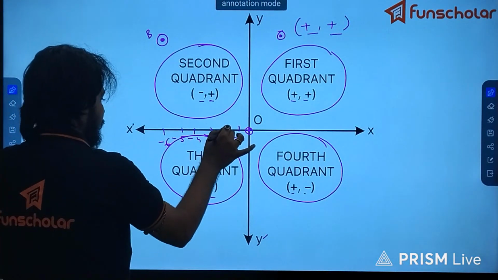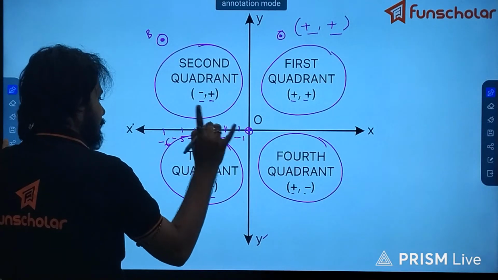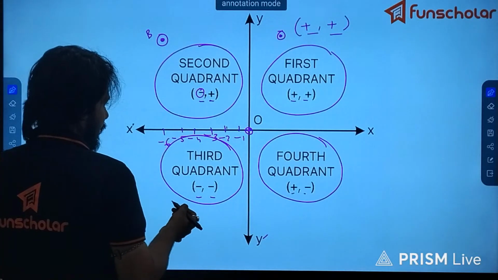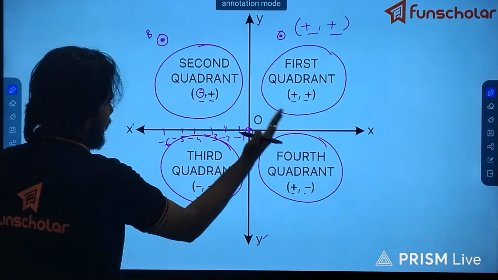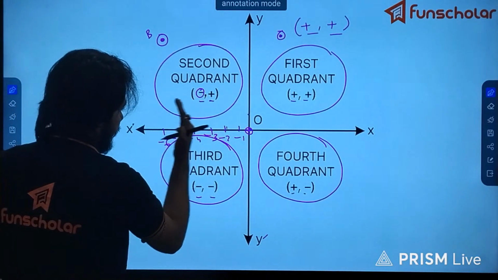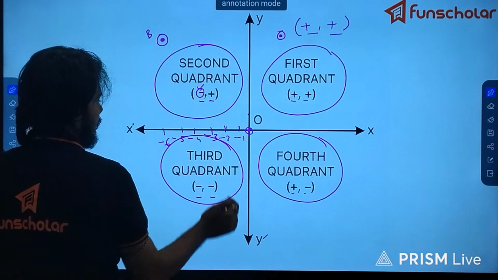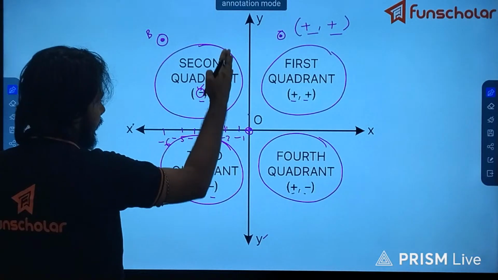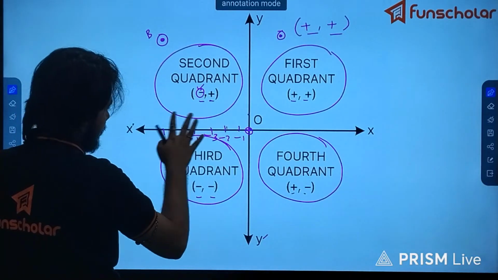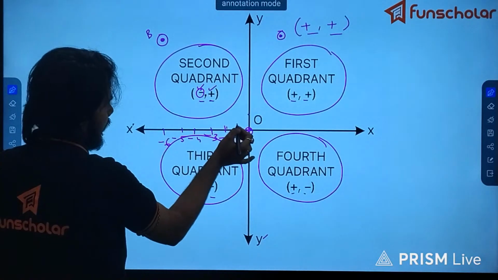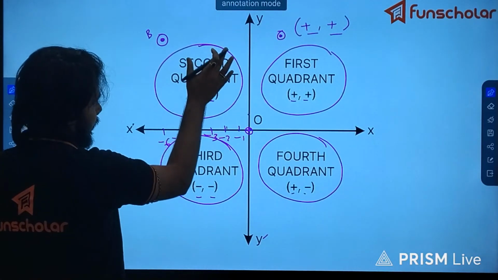Always take the x-axis first. That's why the minus sign has been given. Why? Because this point lies on the negative x-axis. That's why this is minus. And if we consider the negative of the x-axis, that means it is minus. And if we consider the ordinate, then it will be plus.